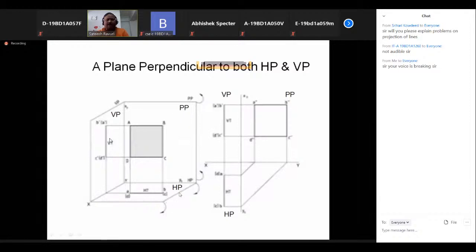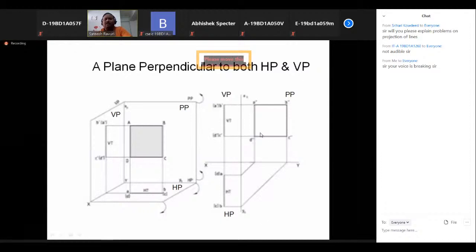When the square is perpendicular to both HP and VP, obviously it will be parallel to PP. No doubt, the square ABCD will be parallel to the profile plane because it is perpendicular to both HP and VP. That is the only reason we have started the side view on the profile plane. In order to show the true shape of the plane on the profile plane, we have taken two reference lines over here, XY and X1Y1. XY is the initial reference line, and X1Y1 is the secondary reference line.